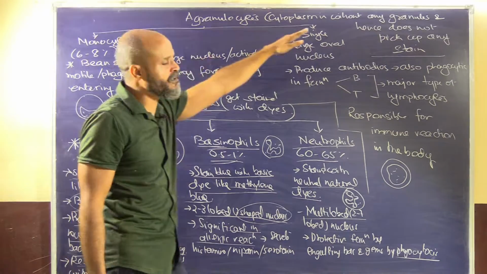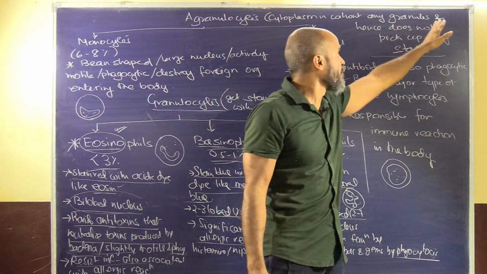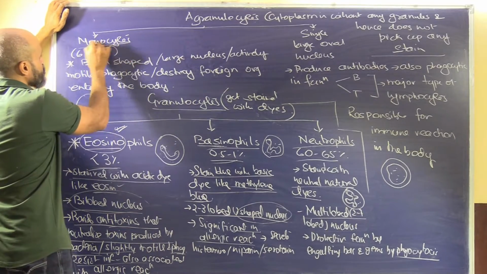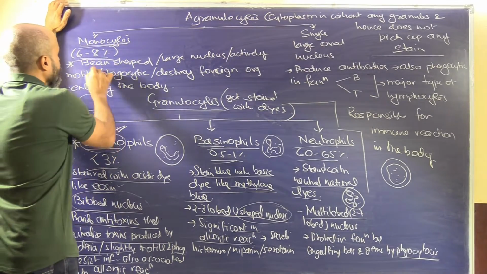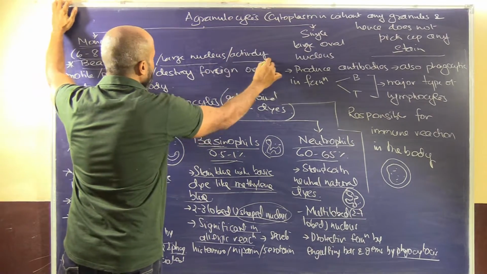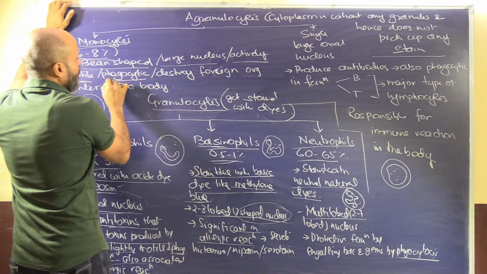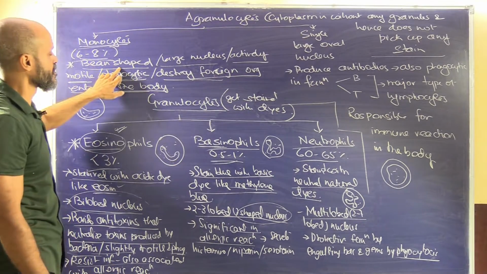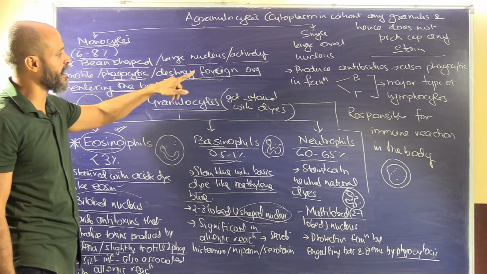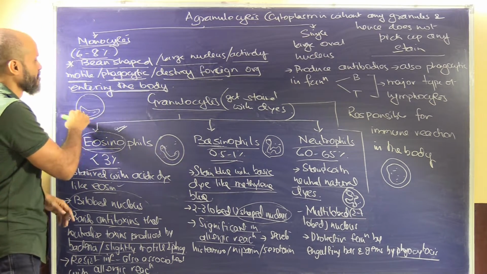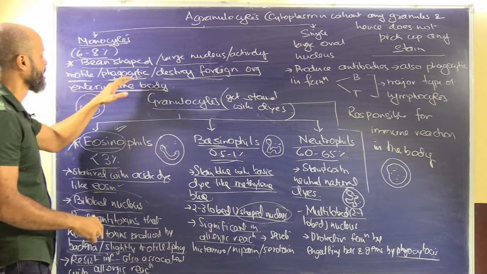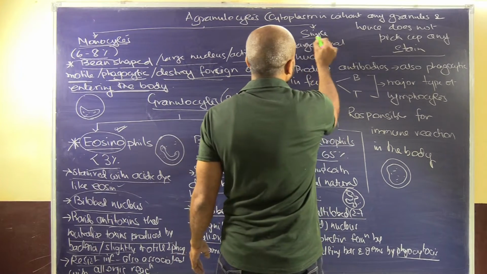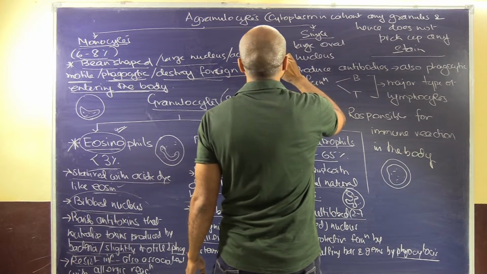Now we come to agranulocytes. Since the cytoplasm is without any kind of granules, they do not get stained with any kind of dyes. Monocytes are 6 to 8%. They are bean shaped with a large nucleus, actively motile and phagocytic, and destroy foreign organisms entering the body.